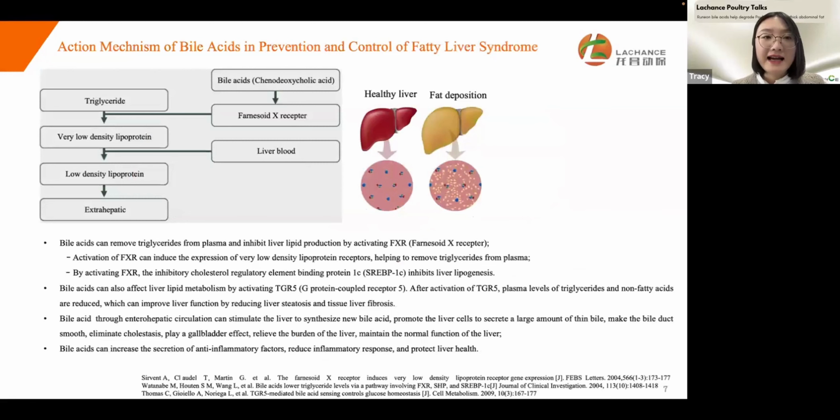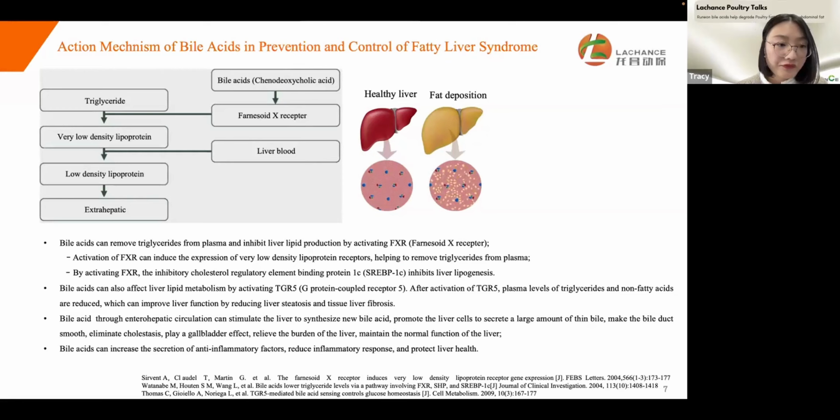And as I said, bile acids can prevent and control fatty liver syndrome. So why? This is the action mechanism of bile acids, how they prevent and control fatty liver syndrome in laying hens. Well, first of all, bile acids can remove triglycerides from plasma and inhibit liver lipid production by activating FXR. FXR is the farnesoid X receptor. I'm going to explain this in detail.